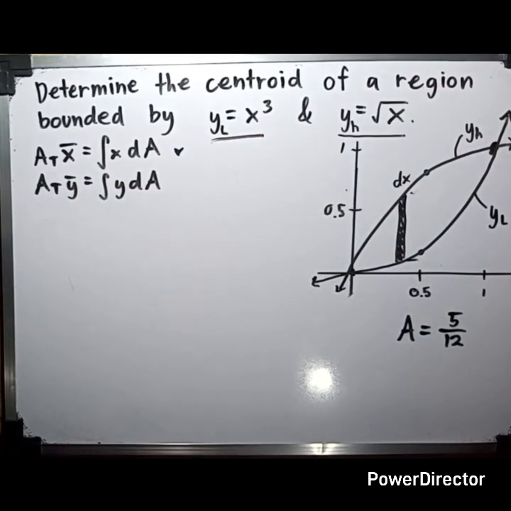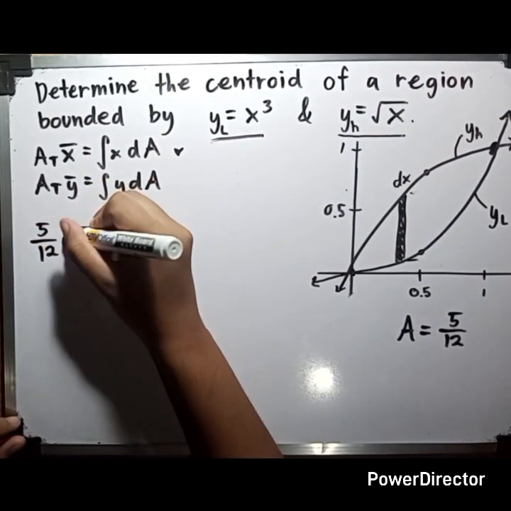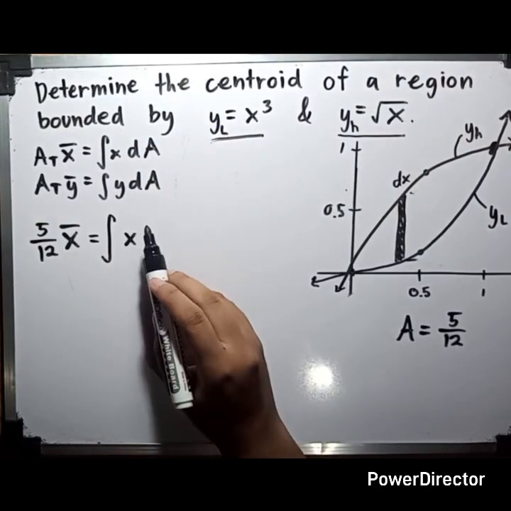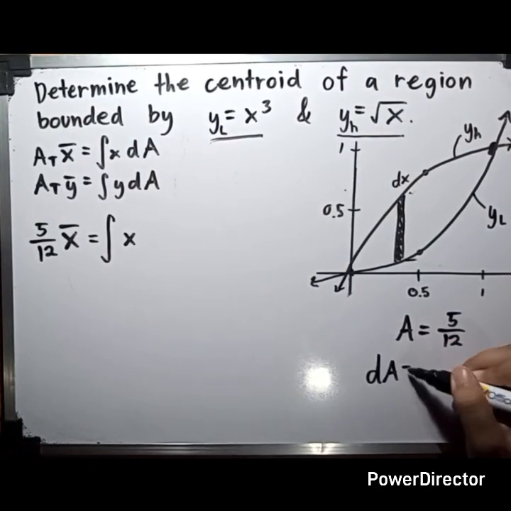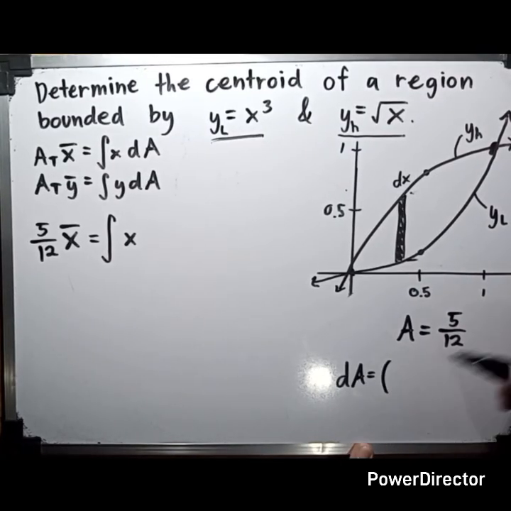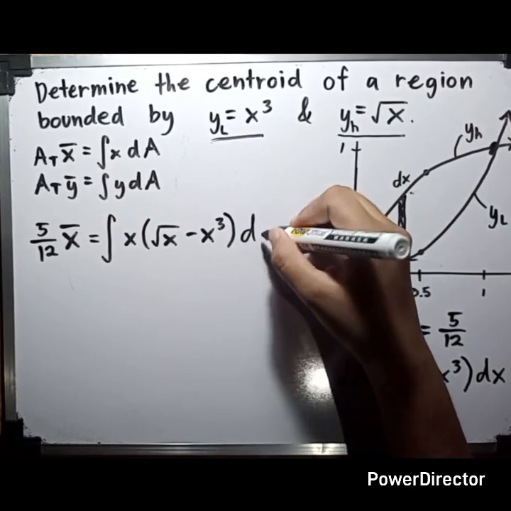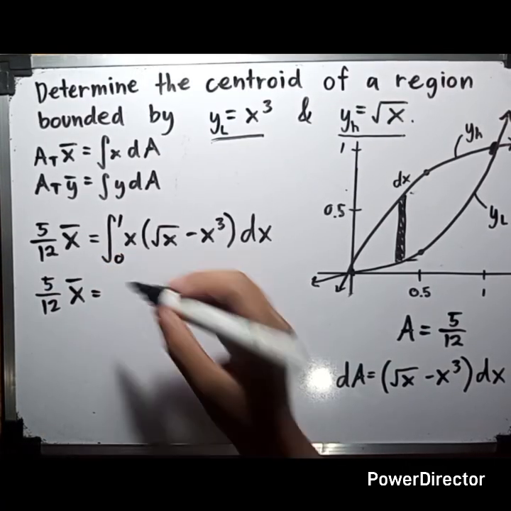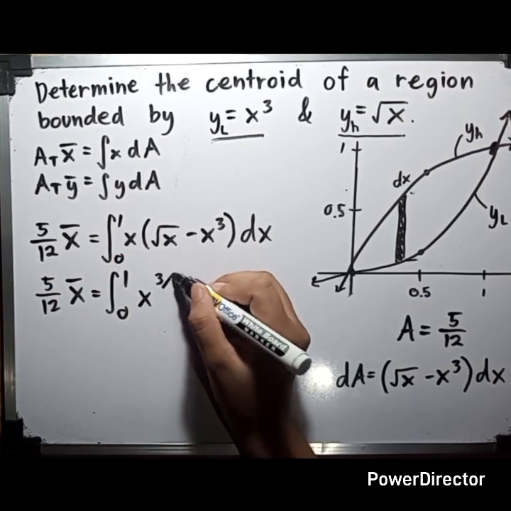Now we can apply the principle of moments. We know our dA is equal to the quantity square root of x minus x cubed times dx. Input and solve for x bar by simplifying and integrating.